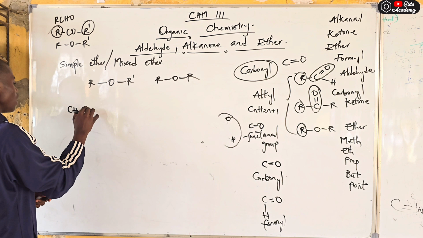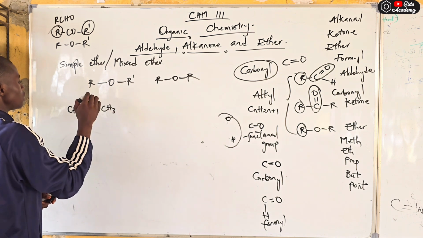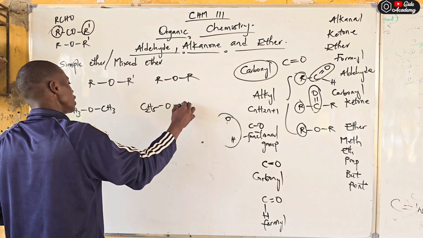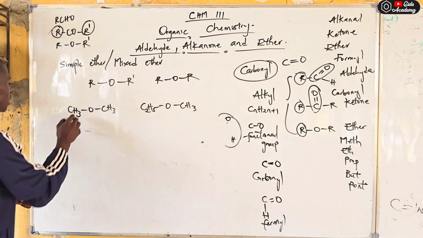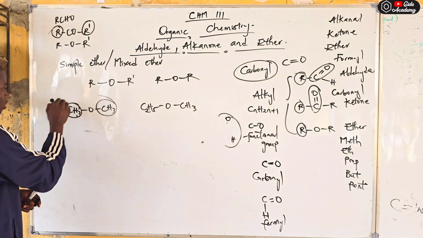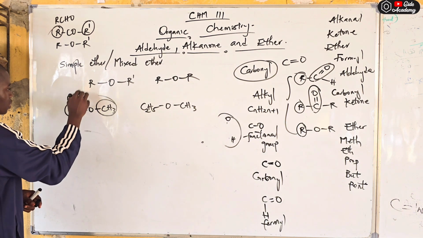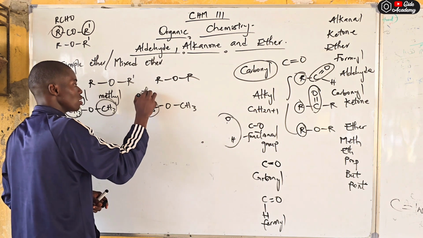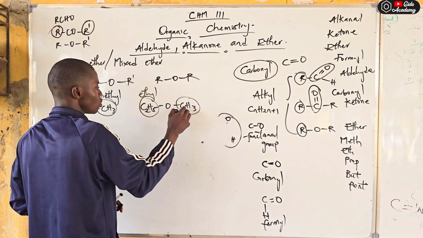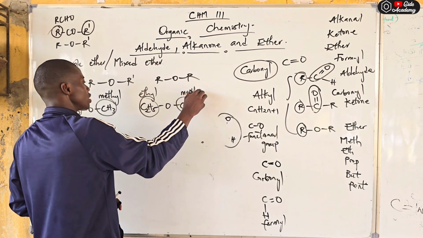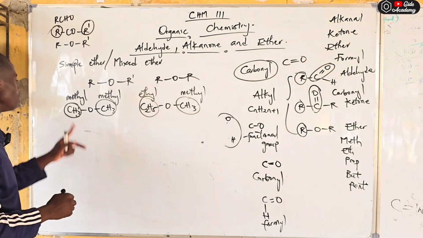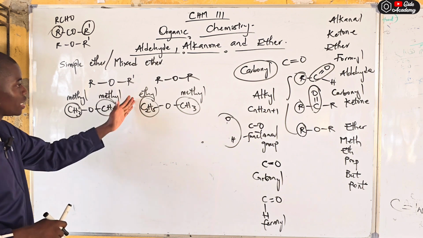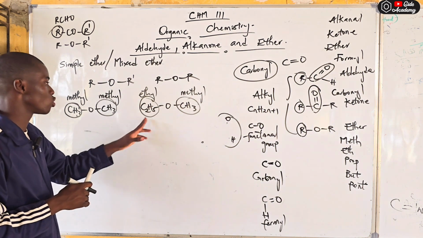Let me give you something real quick. Let's say CH3, I won't be drawing the full structure, CH3, and we have C2H5O CH3. Now, this is a methyl group. This is a methyl group, methyl. And this one is methyl. This one is ethyl, C2, two carbon atoms. So if you look at this so well, the methyl one is called a simple ether because it is the same. But the ethyl one is a mixed ether because the two alkyl groups differ.